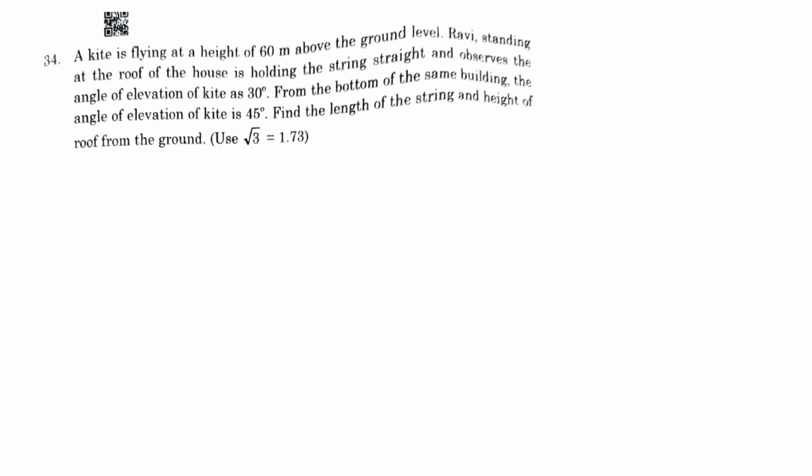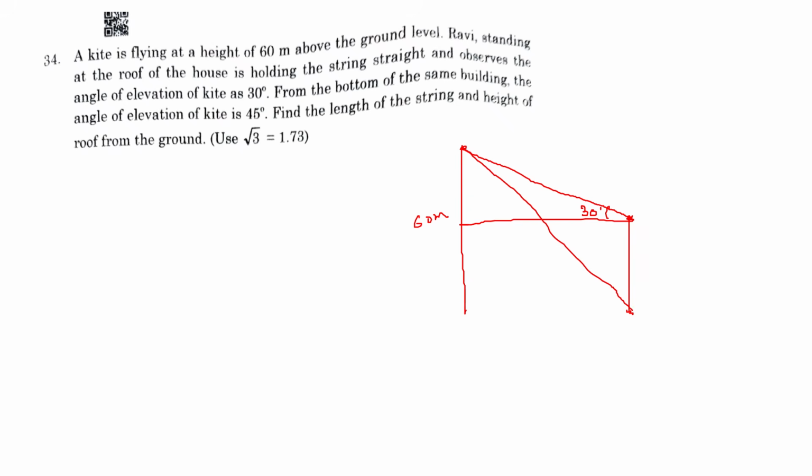So, suppose the kite is here. The distance of the kite from the ground is given as 60 meter. There is a boy named Ravi. He is standing on a building here on the roof, and he is holding a string straight and observes the angle of elevation of the kite is 30 degree. Okay, so this is 30 degree, and from the bottom of the same building, this is the building, the angle of elevation of the kite is 45 degree. Okay, so this is 45. You have to find the length of the string. So I'm going to name it A, B, C, D, E.